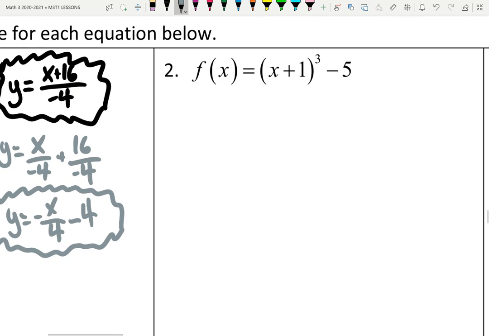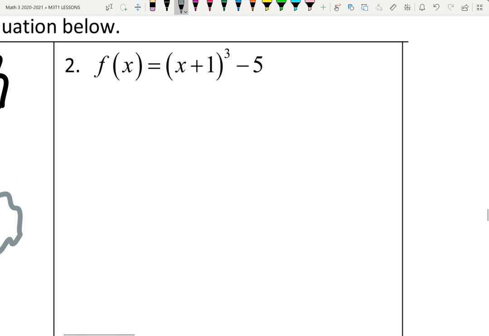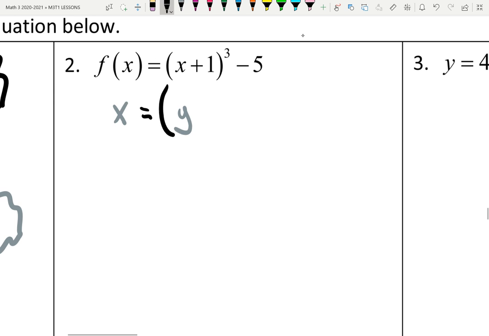All right, for this next situation, step 1, replace my x's with my y's, and vice versa. So this is actually a y. This is going to become an x. It's going to become a y. Equals, the y is in the parentheses, y plus 1 to the third minus 5.